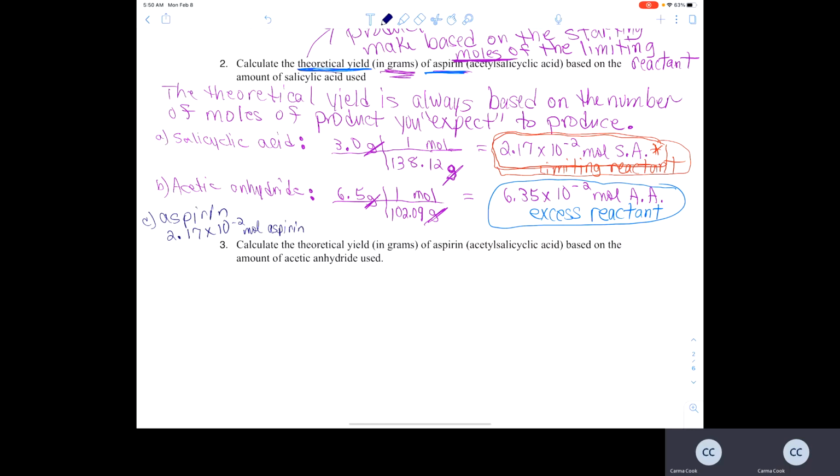But for theoretical yield, we want to know the amount in grams. Because in our labs, we don't have mole balances. We have mass balances in grams. So we need to know how many grams of product we should expect. Because at the end of the reaction, you want to weigh how many grams of the aspirin you actually produced, and then compare that to your theoretical yield in grams. Okay, so we've got to take our theoretical yield in moles for aspirin and convert it into grams.